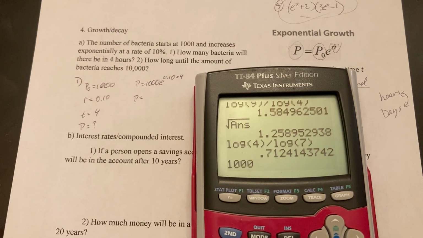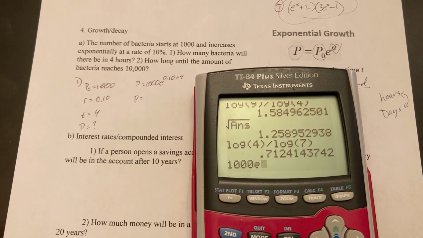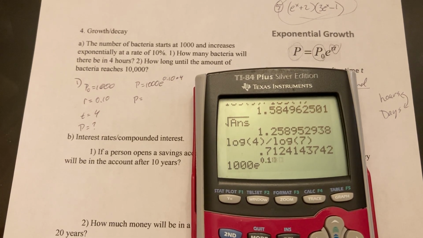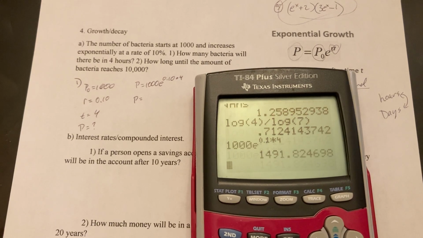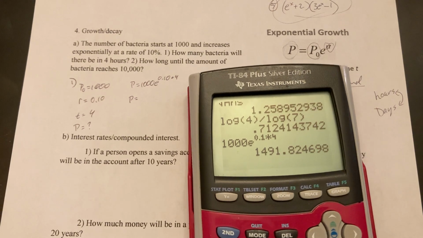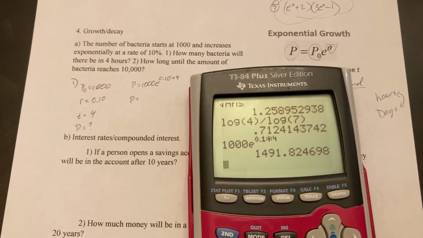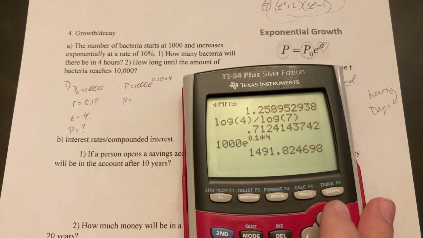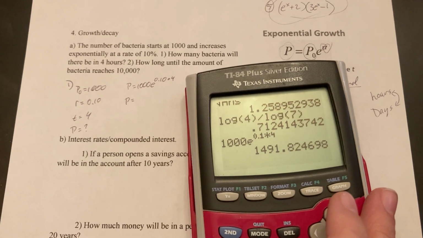1,000 times e. If you have an e that has an exponent, perfect, because you're about to fill in that exponent. I'm just going to type in the 0.1 times 4, and there we go. 1,491.82. Since this is bacteria, let's go ahead and round it to the nearest whole number.